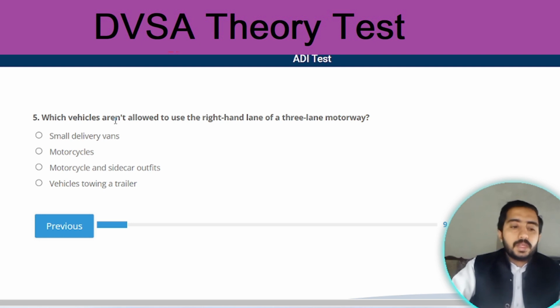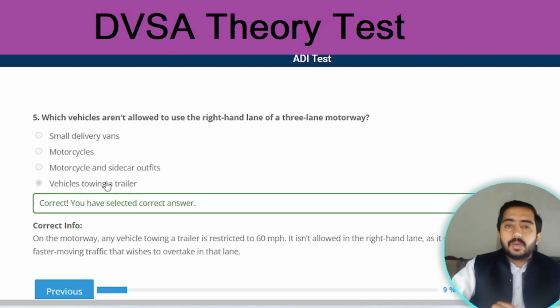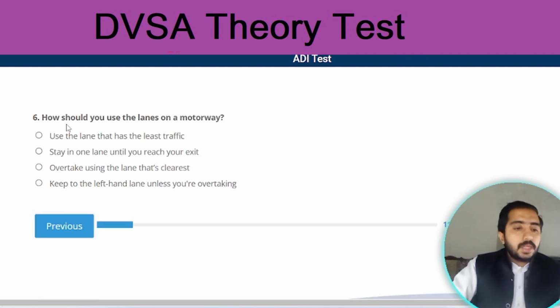The correct option is option D, which is vehicle towing a trailer. Option D is the correct one. Next question. Question number 6. How should you use the lanes on a motorway? You should keep on the left hand lane unless you are overtaking.